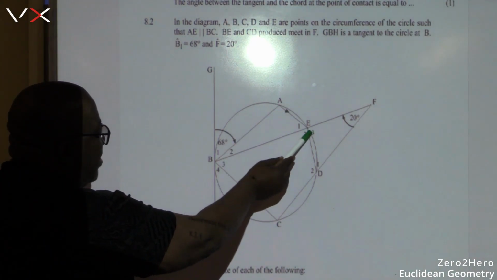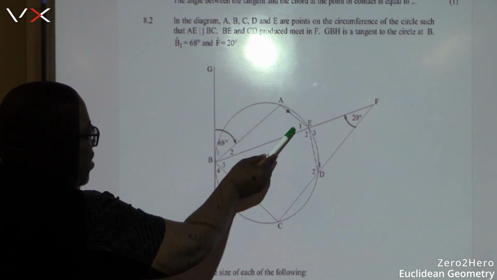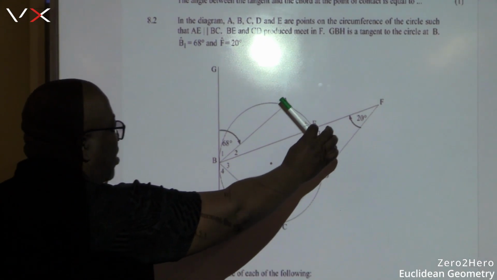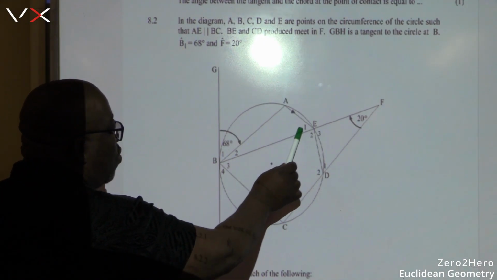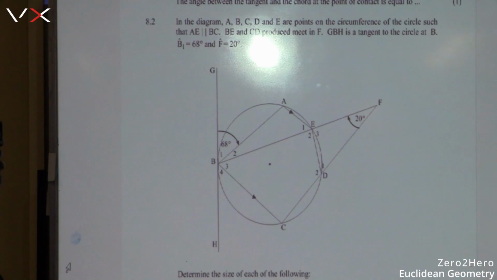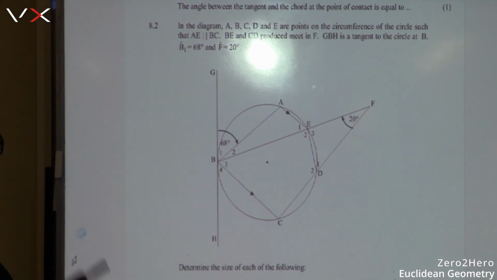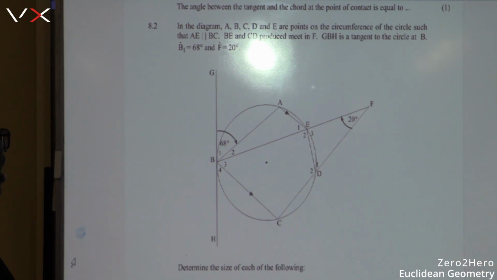Others talk of a Z that is being formed. So this one is equal to this one. Because these two lines are parallel, therefore E1 is the same as B3. That's what I'm getting from the fact that the two lines are parallel. BE and CD produced meet at F, right?